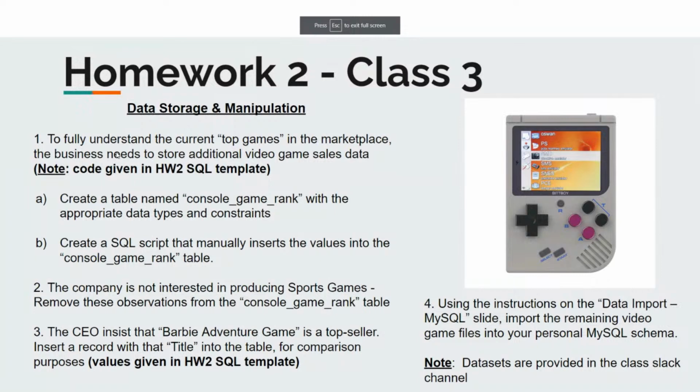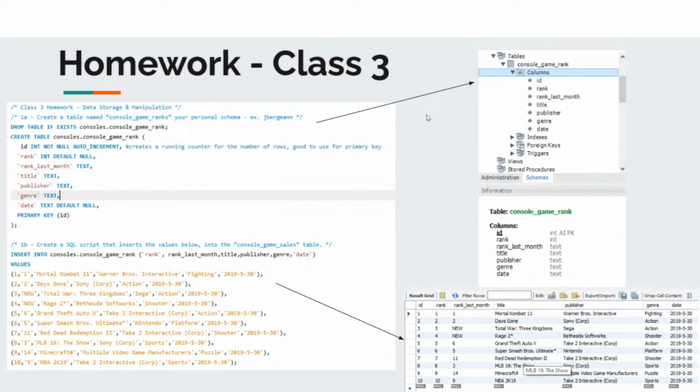What I tried to do is highlight what this looked like at each step, like creating the table, inserting those values, deleting things out, sports games, inserting the record, and so forth. The first part was given to you. What happens if you run this successfully would be your own schema. So you create the console games rank table defined as such.